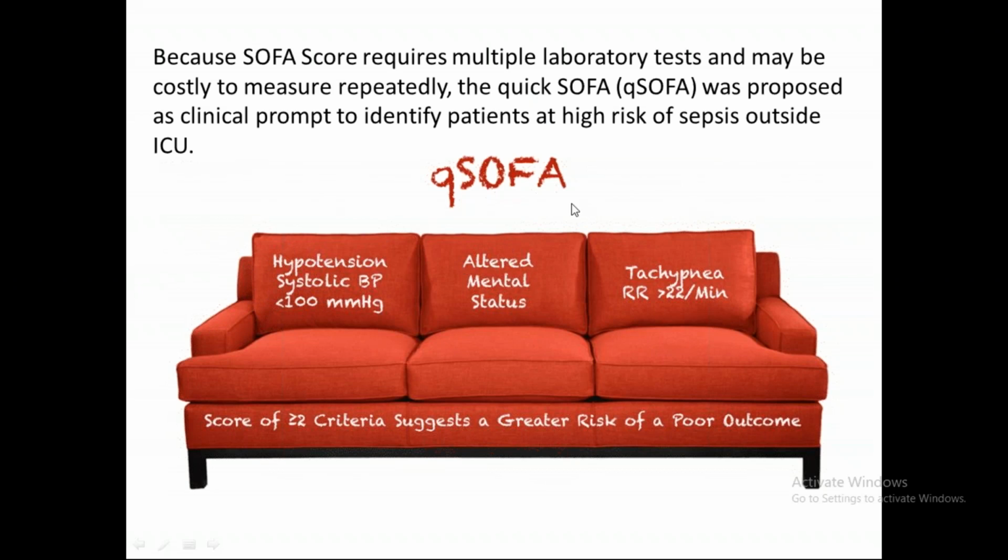Second, altered mental status. Third, tachypnea, that is respiratory rate more than 22 per minute. If 2 or more than 2 are positive, it suggests a greater risk of poor outcome. It does not suggest the patient is in sepsis, but the patient is in high risk of sepsis. So we should admit the patient and probably send him to ICU, right?